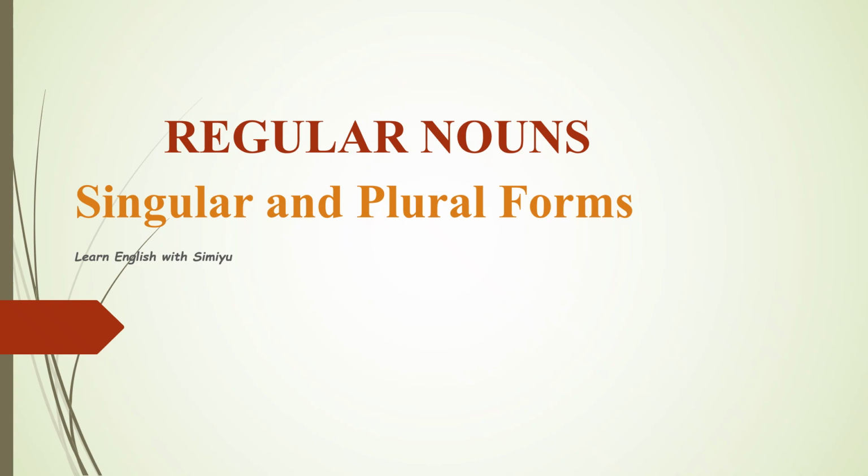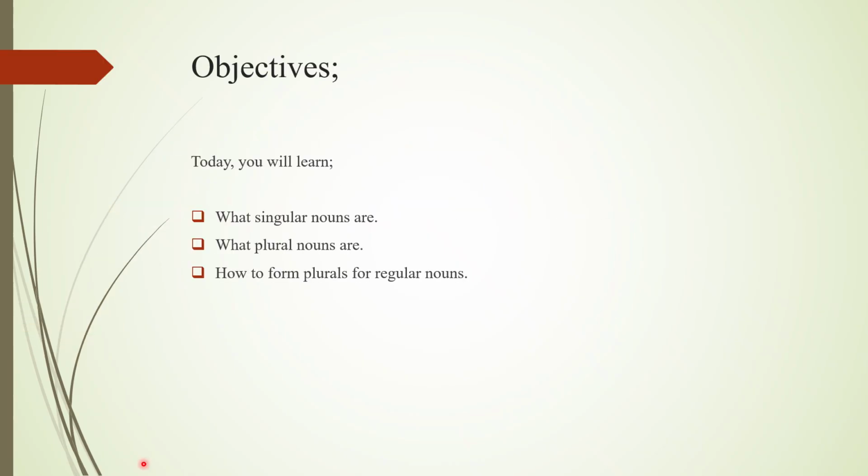Have you ever said two childs or two childrens instead of two children? Don't worry. Today we will learn easy rules to form plural nouns that make your English correct and easy. We want to start with the regular nouns. We'll look at the singular and the plural forms. But first, let's look at the objectives for the lesson.